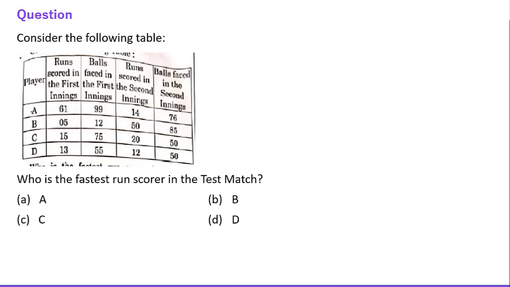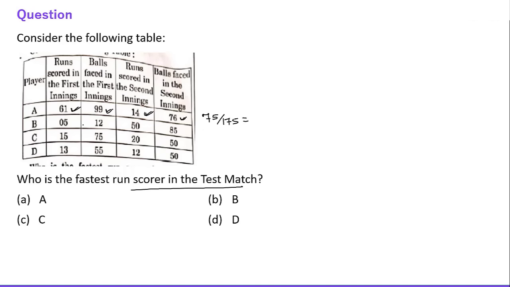Next question says, consider the following table. Who is the fastest run scorer in the test match? See everyone, you just have to find the fastest strike rate of the batsman, right? So the runs scored in the first inning 61, second inning 14. So total he is scoring 75 in how many balls? 99 and 76. So this is 175 balls.